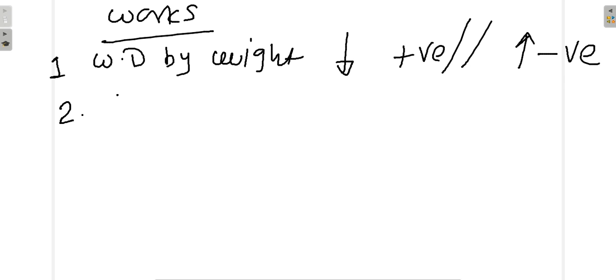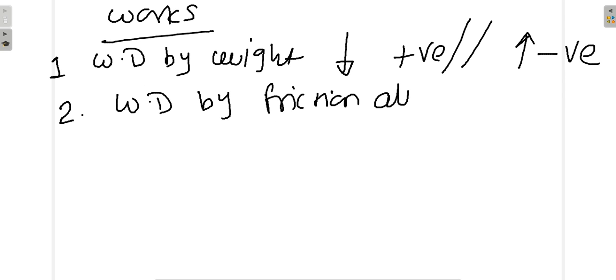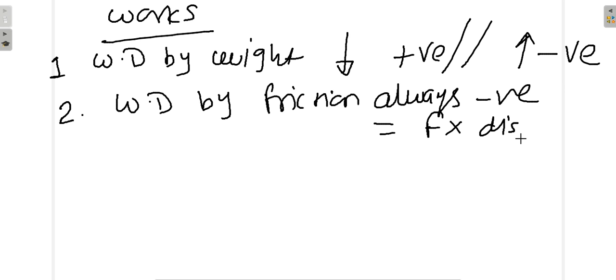Number 2 is work done by friction. It is always negative, because it always opposes the motion, and it is simply given by force of friction into displacement.